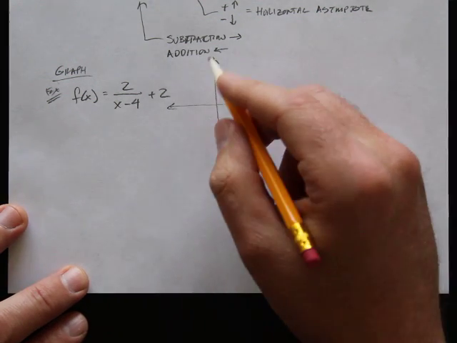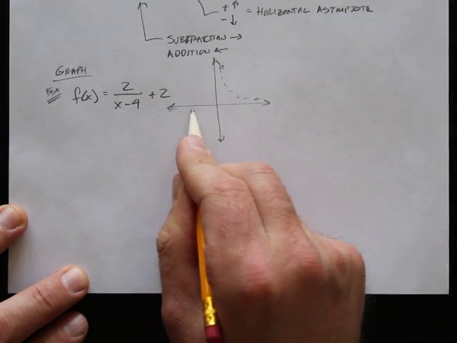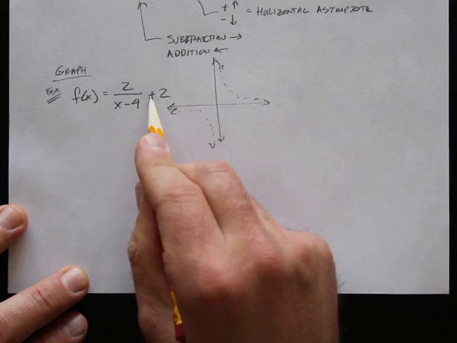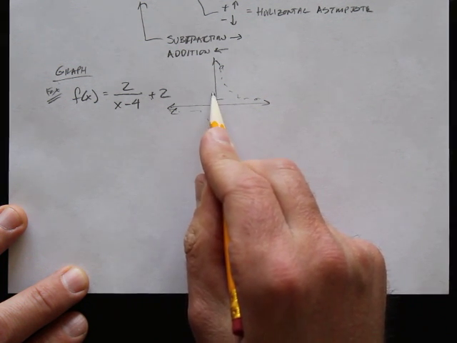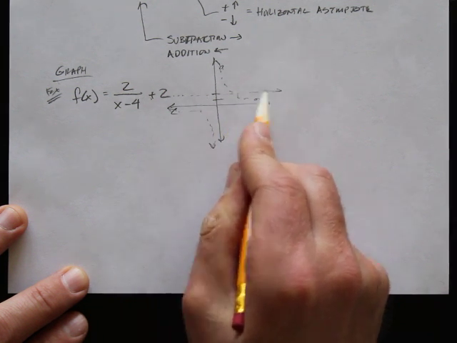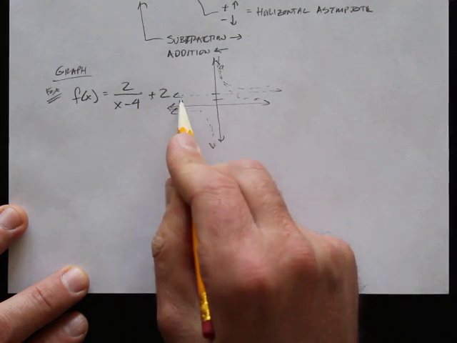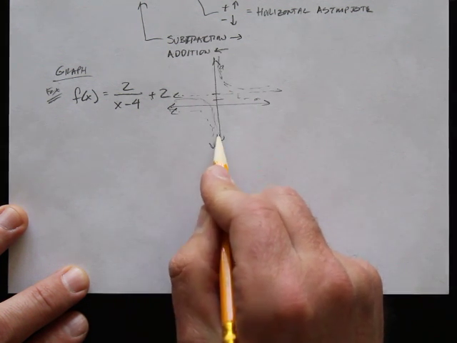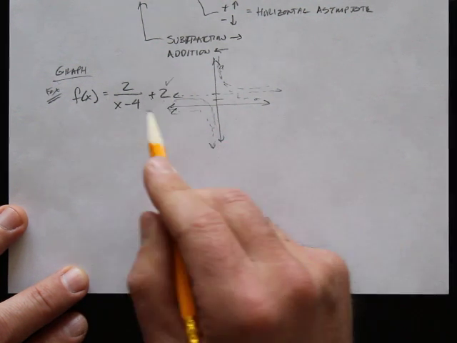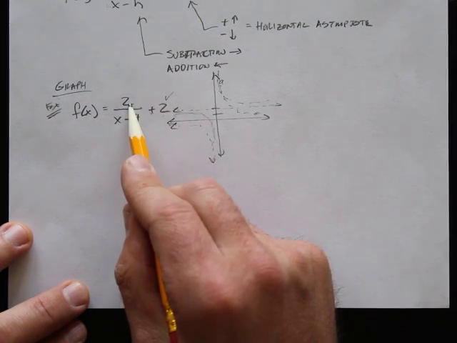So remember, the parent graph looks like this. There's my parent. Now, if I go up 2, then my asymptote moves up to here, and my new graph looks like this, right? Up 2. So I've done that one. Check. Now, what does this 2 do here? I'm not going to worry about that yet. I'll look at that in a second.